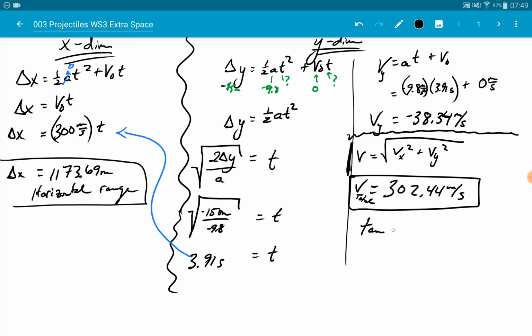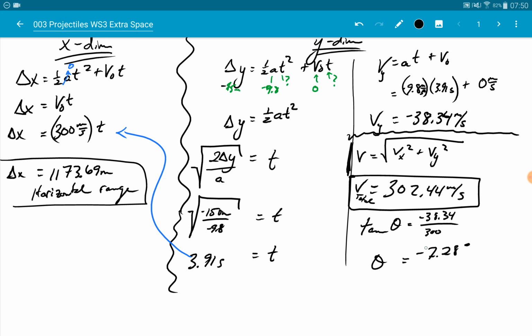That's pretty easy. The tangent of theta is equal to the opposite side, which is the negative 38.34, divided by the adjacent side, which was 300. I do the inverse tangent to get theta by itself. And I have that stored in my calculator, and punch that through. In this case, when I do it like this, I get negative 77.28 degrees there.